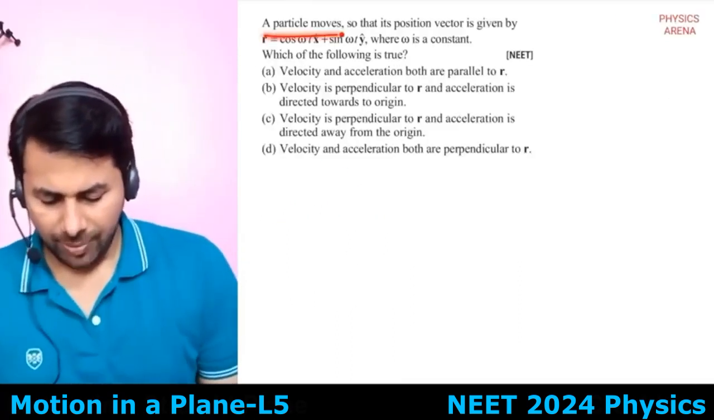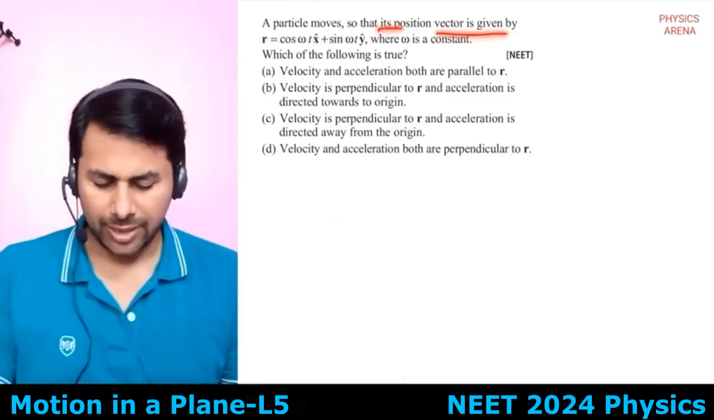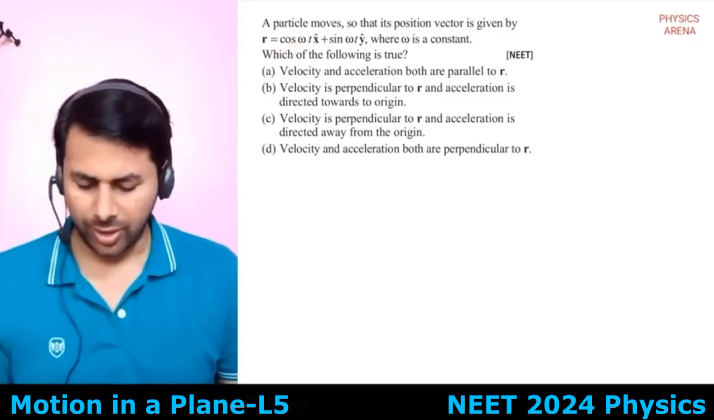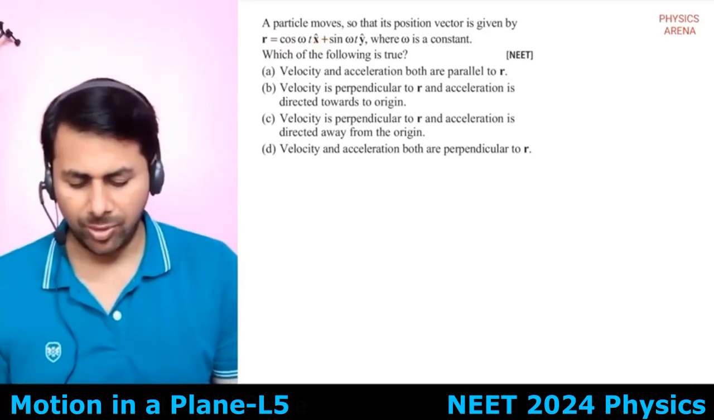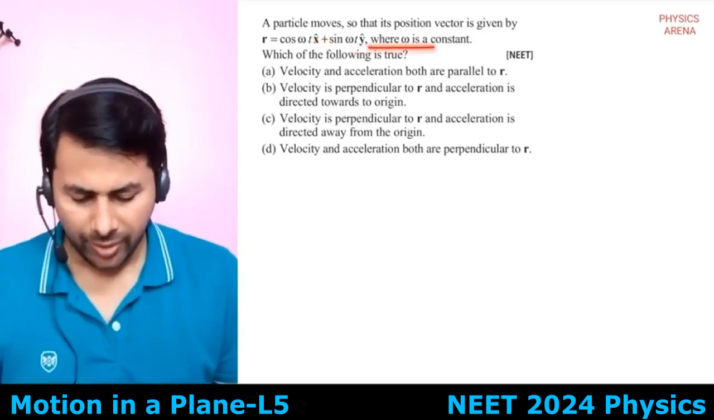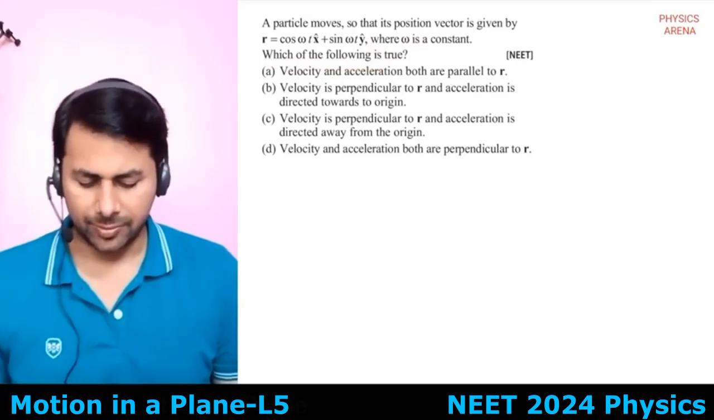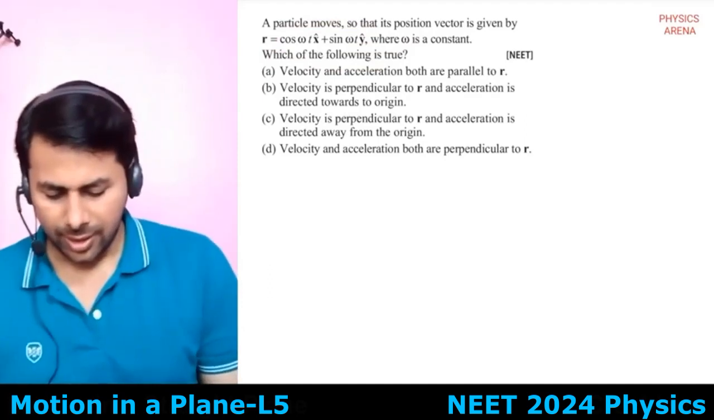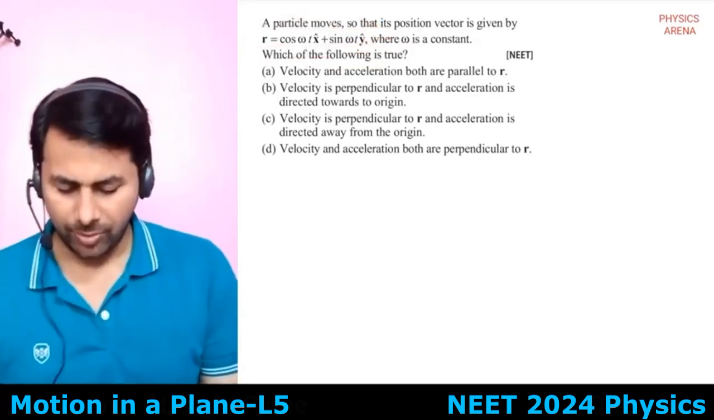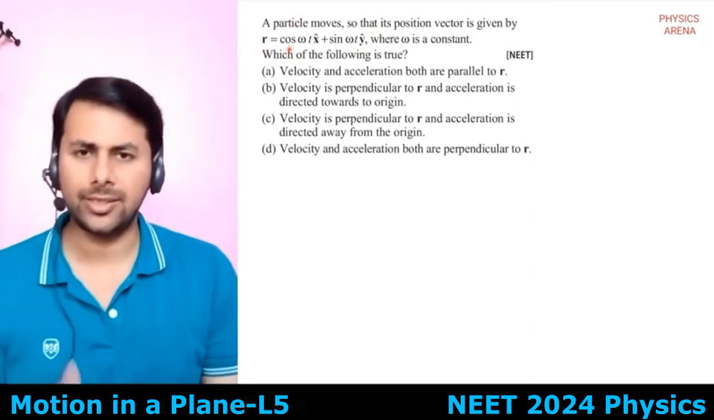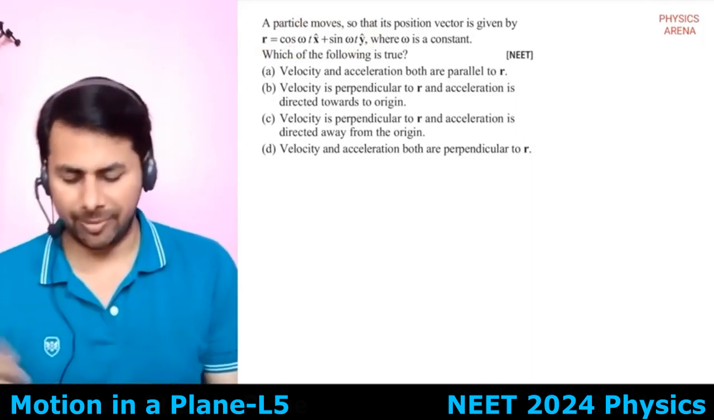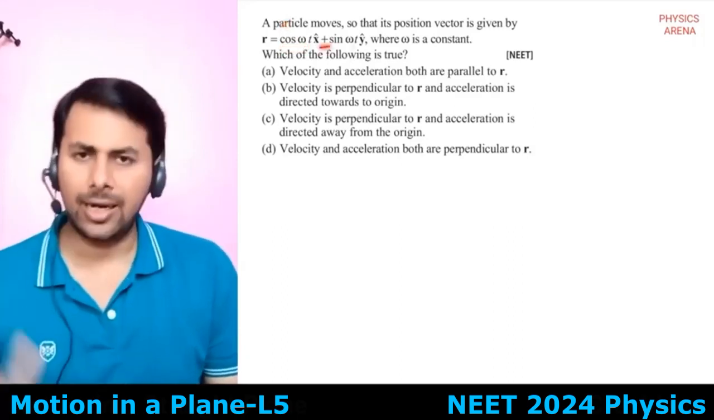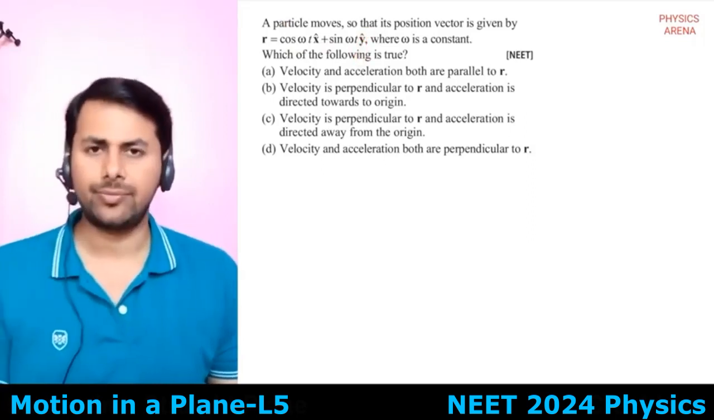Next question, a particle moves so that its position vector is given by r bar is equal to cos of omega t multiplied by x cap plus sine of omega t multiplied by y cap, where omega is constant. Which of the following is true? So now this is clear that this particle is performing circular motion, because in case of circular motion only you have position vector defined as r multiplied by cos of omega t into x cap or i cap you can say, plus r sin omega t into j cap.